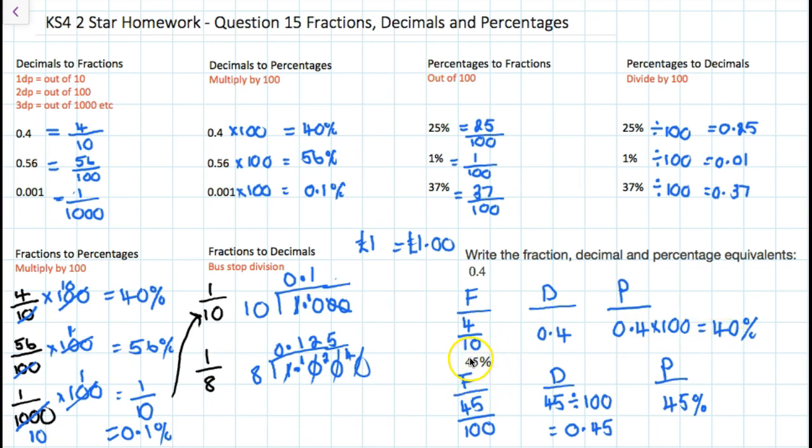Over here, we've got 45 out of 100 to give us our fraction. The decimal, we need to divide by the 100, giving us 0.45, and the percentage is as it is.